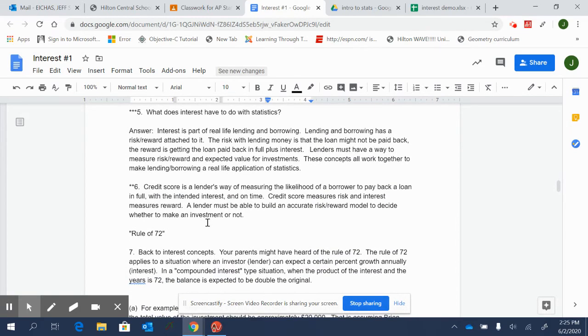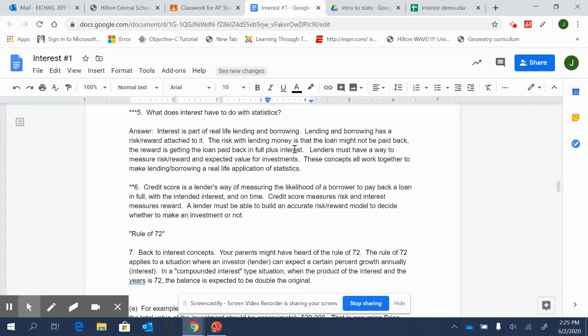So what does interest have to do with statistics? What I want to teach you is, again, what I mentioned before, interest is part of lending and borrowing. Someday you're going to buy a car.